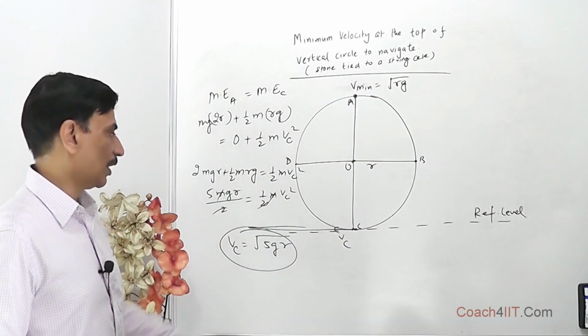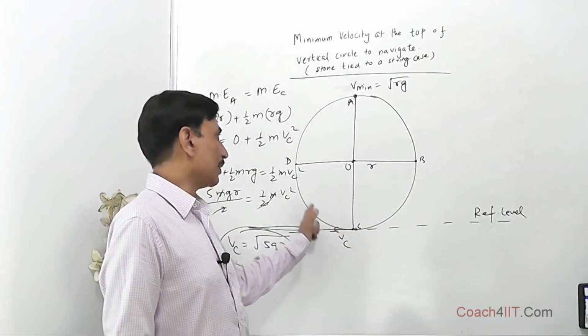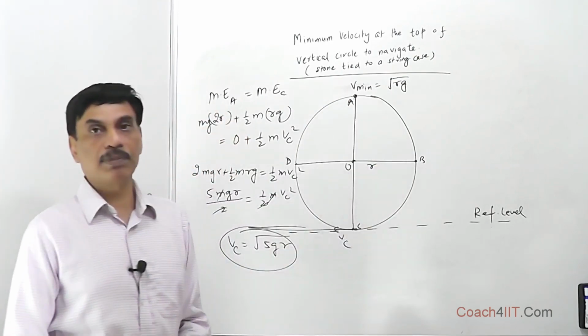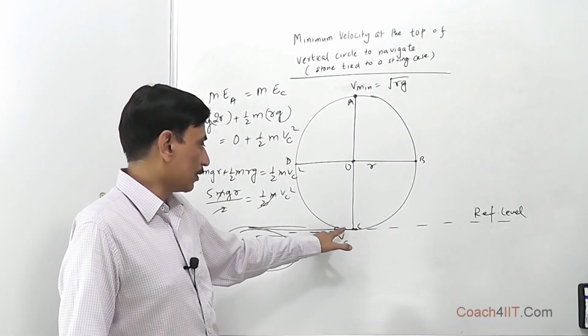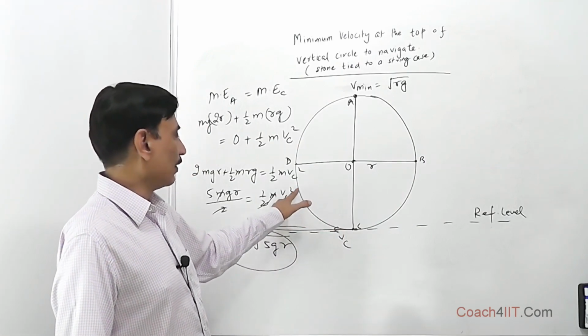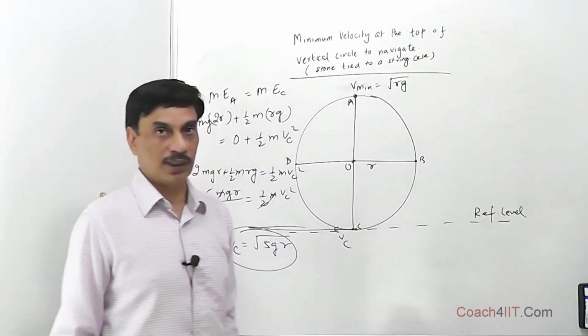So this is the minimum velocity at the bottommost position, so that it is able to navigate the circle, complete circle. When root 5 gr, the velocity will be given over here, then as it rises, the velocity will reduce, the speed will reduce, and when it comes over here, it will be root rg only.